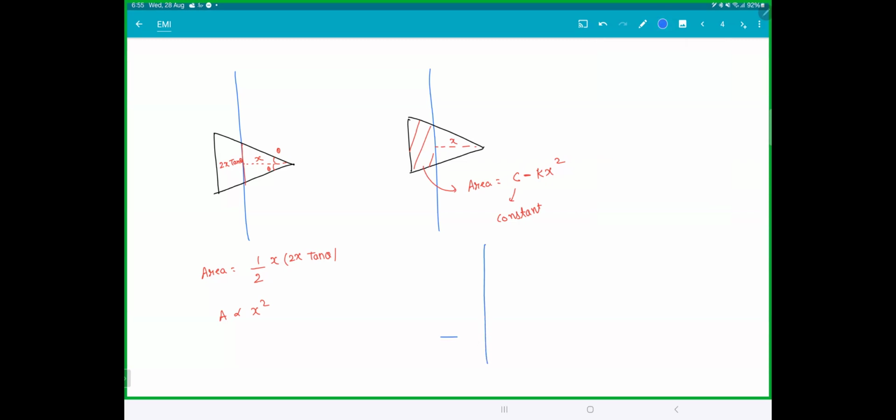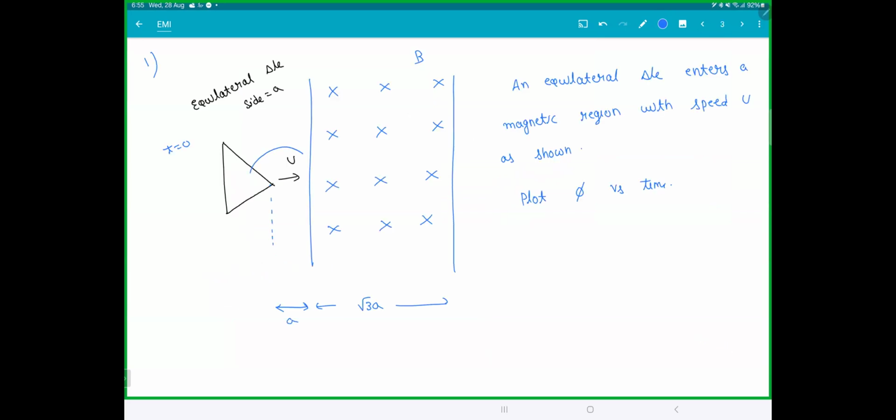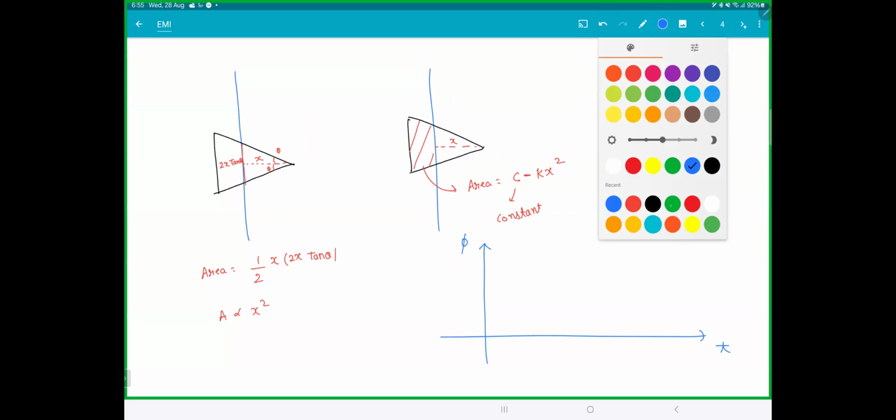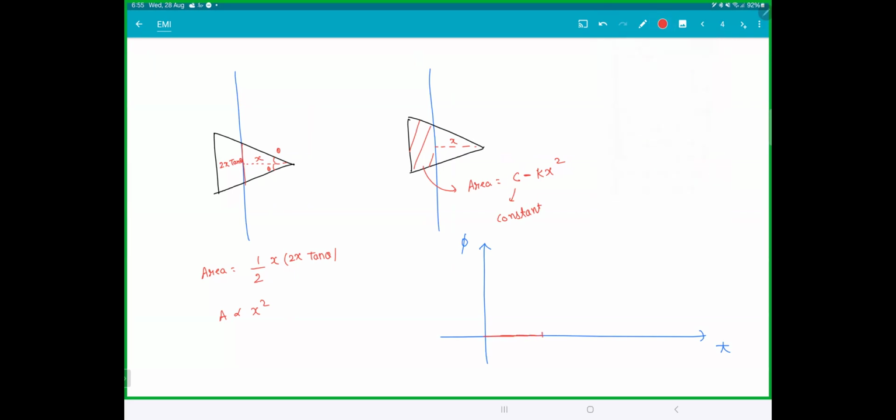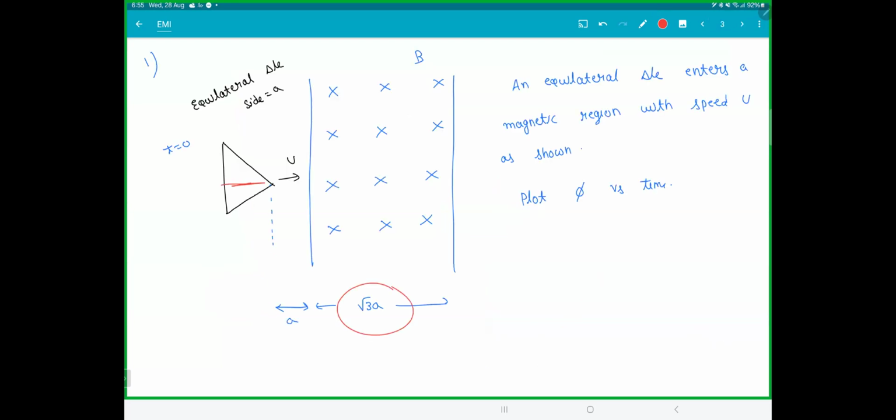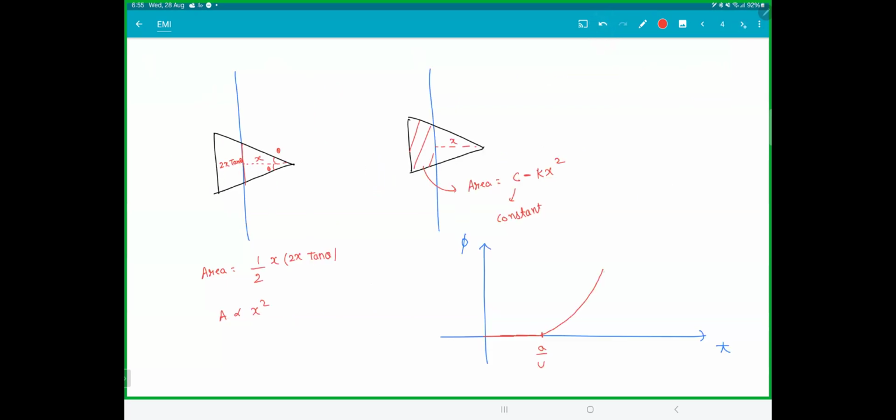So if you try to plot this graph, flux versus time, now you can see clearly for some time you won't enter inside. So flux will be 0 for some time. You can calculate that by a by u. And then it is proportional to x square, so this would be a parabola. And once it has entered inside completely, now if you see, this is root 3a, this is only root 3 by 2. Means for some time you will be inside completely. So flux will become constant. And this is minus x square, an inverted parabola, something like this. So this graph must come down like this.